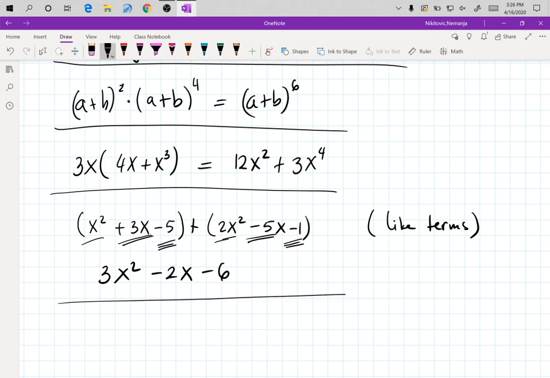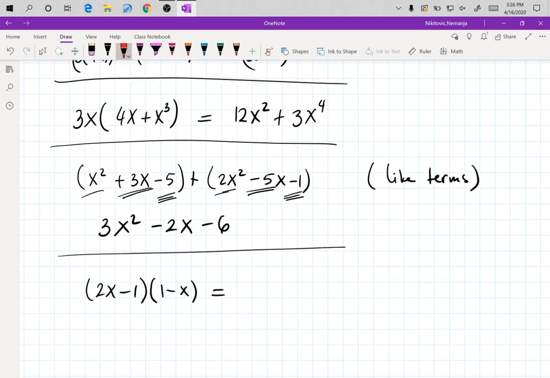In 5.3 we have more distribution. We already seen that, but we also have multiplication. Let's take a look at two of those. Number 50 looks good. 2x minus 1 times 1 minus x. You remember that I color-coded everything. I said the first into both and then the second into both. The first one multiplied into both gives me 2x minus 2x squared. And the blue terms are negative 1 and positive x.